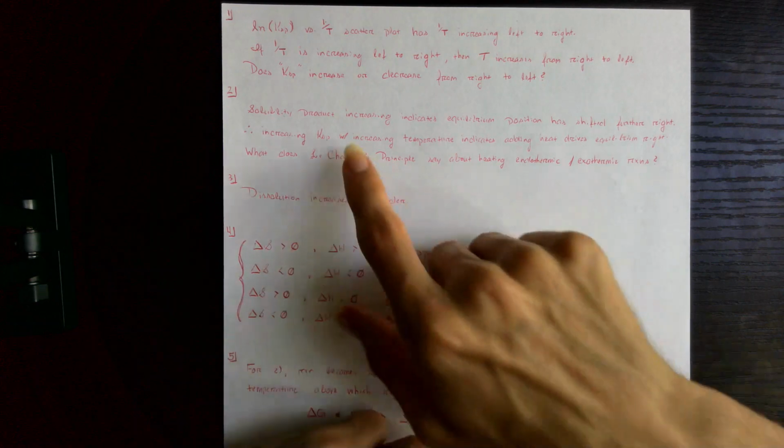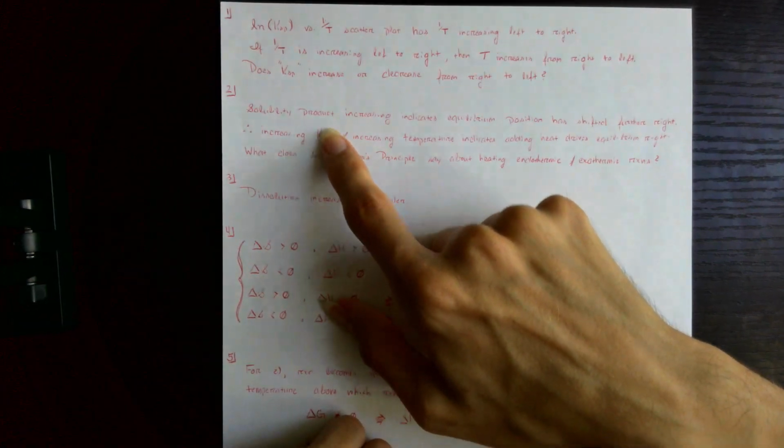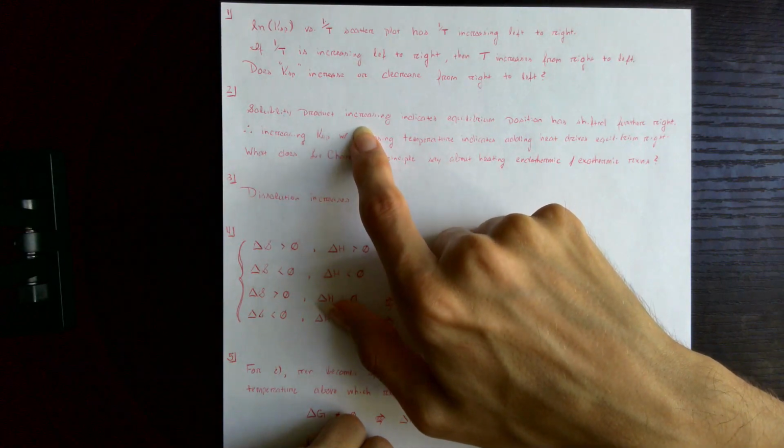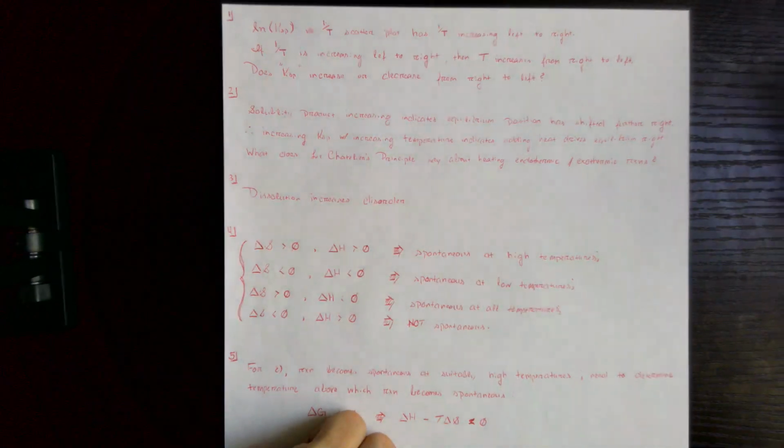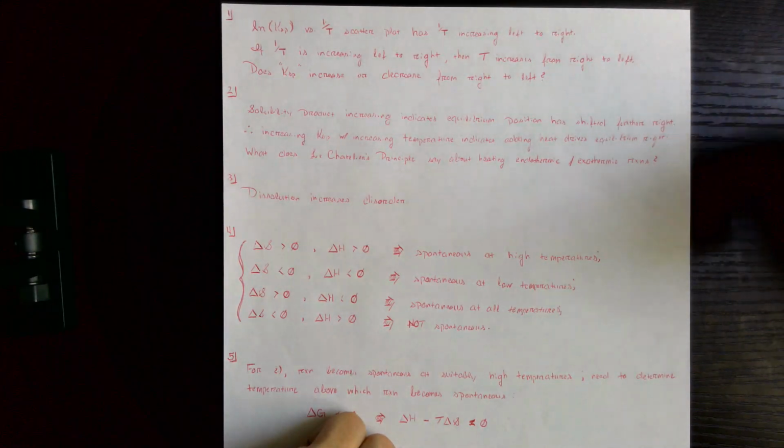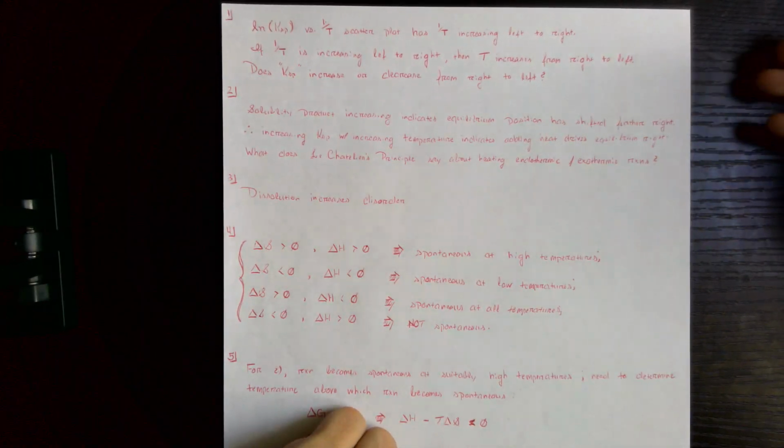So what I said was, if the solubility product increases from one temperature to another, that indicates that the equilibrium position has shifted further to the right. If the solubility product increases, you've got more ions present in solution. That means that more borax has broken apart, more of it has dissolved. So if the solubility product is increasing from one temperature to another, then that means the equilibrium has moved further towards products, right? You're getting more products. It's driving the reaction to the right.